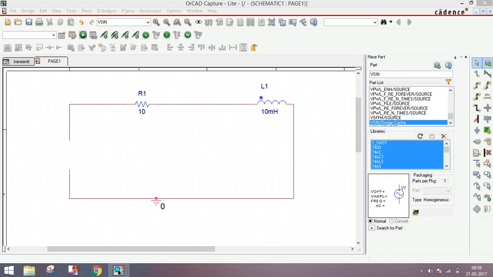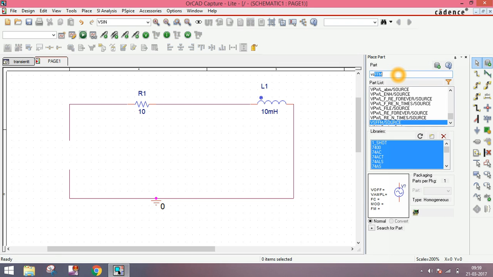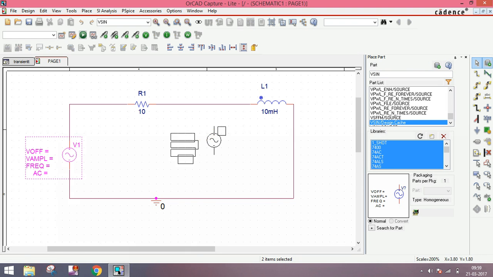So first of all, go to parts and search V-sin, and place it here. This is the general sinusoidal voltage. You have to set this attribute V of, V amplitude, frequency, AC. According to these attributes, your sinusoidal curve is changing. So first of all, you have to understand what this is and how we can change it.